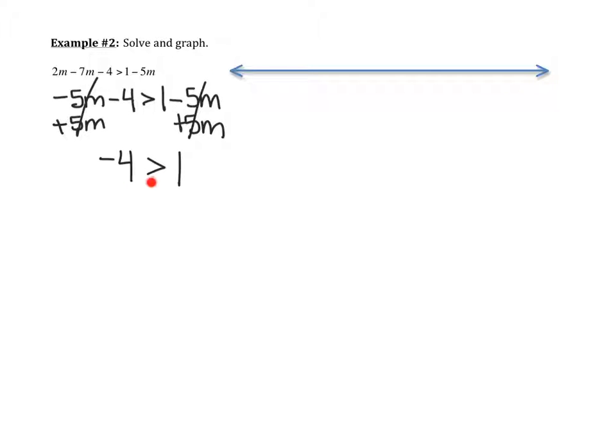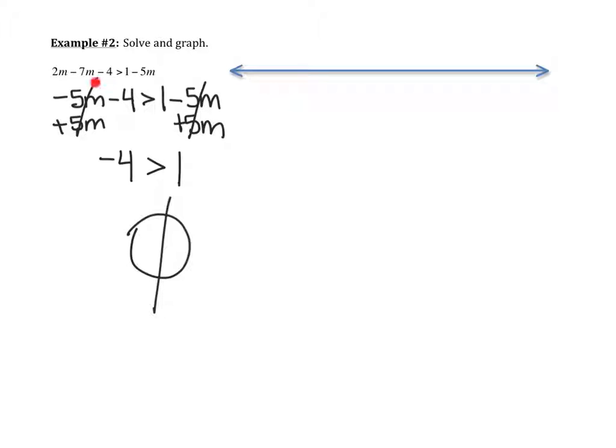Negative 4 is not greater than 1, so therefore this answer is no solution. So you can just use the empty set symbol. If this had been true, if negative 4 had been like less than 1, if that had been your symbol, then it'd be all real numbers. What this means is if negative 4 is greater than 1 and that's false, it's no solution, meaning there is no number I can plug in for m that'll make this inequality true.